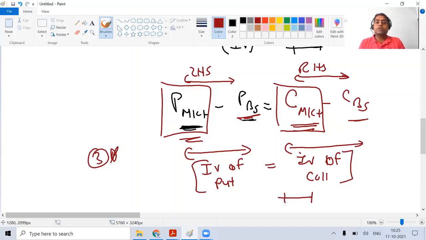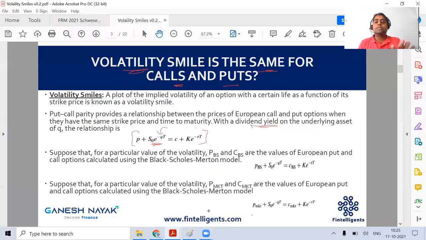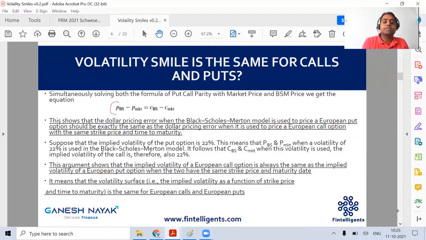I will take you toward the PPT and also toward the discussion here in the book. In the PPT, they have done a similar part. They have taken the first equation, the BSM formula. They have taken the market price, which is the second equation. And then they have taken the difference. If you read this line, it says that the dollar pricing error for the put option is also going to be the dollar pricing error for the call option. This was the first important understanding that we had. Then there is one more important understanding given here, which says that the implied volatility of the call is equal to the implied volatility of the put option. I want you guys to read those two paragraphs.